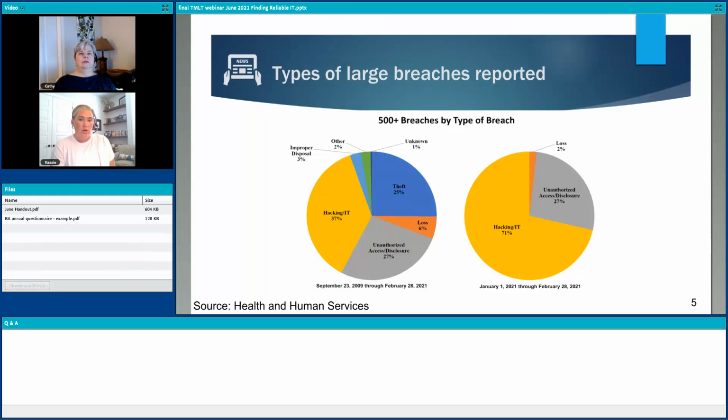And if you take a look at the chart there, it's a comparison of 2009 through February of 2021. And then the chart on the right is just January 2021 through February 2021. And you can see the increase in hacking incidents that's gone up significantly over time. And overall, since 2009, we've seen over 78 million records breached in healthcare data incidents.